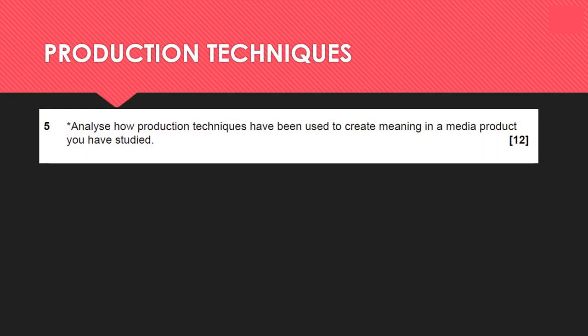This example 12-mark question is asking you to analyse how production techniques have been used to create meaning. This is a really easy question and you'd be really glad to get something like this, because what you've got to do is basically talk about a couple of different production techniques and apply them to an actual product that you've studied. Even just using that Saving Private Ryan example and the Silence of the Lambs one just before, you could talk about the close-up camera angle.